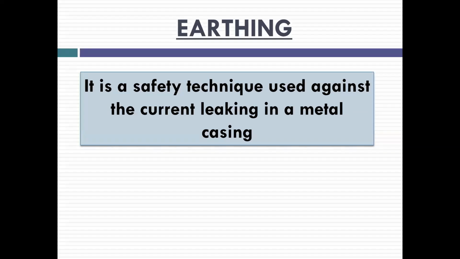We are now starting earthing. It is a safety technique used against current leaking into a metal casing. If current gets into the metal casing, it's a very, very dangerous situation because it can cause a severe problem. Current is a silent danger. It can make a big problem, but it has no visible sign. Current is not visible, and it can create a severe loss for the user.